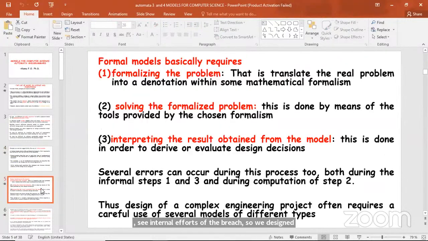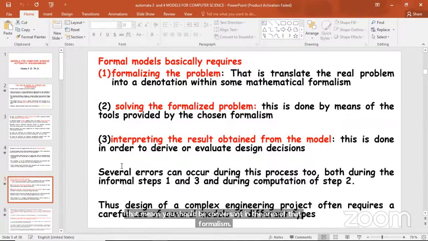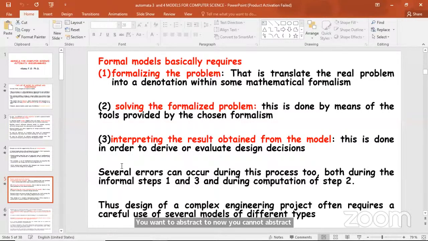Going forward, formal modeling basically requires a few things. The first one is formalizing the problem. This is where you translate the real problem into a denotation within some mathematical formalism. That means you should be conversant in the area of the formalism you want to abstract to. You cannot abstract into mathematics if you do not know anything about mathematics. You should not abstract into physics if you do not know anything about physics.